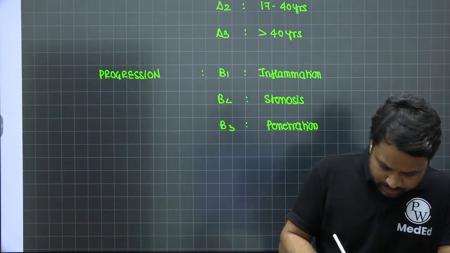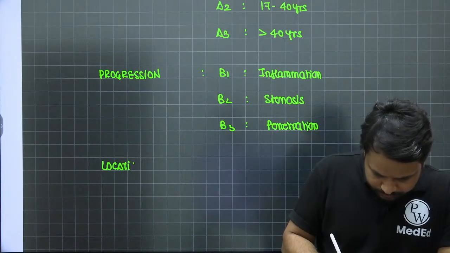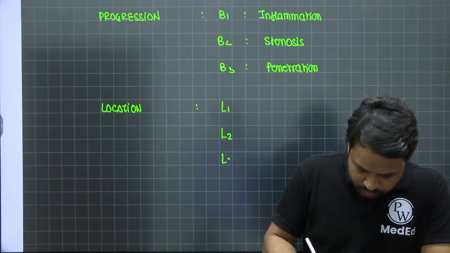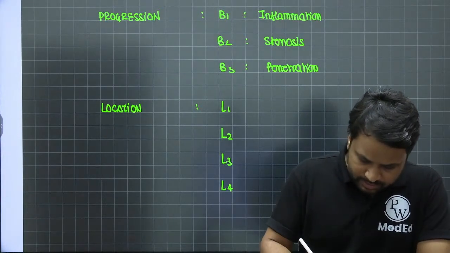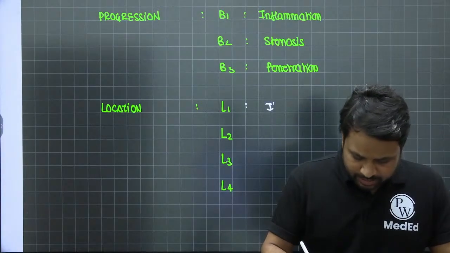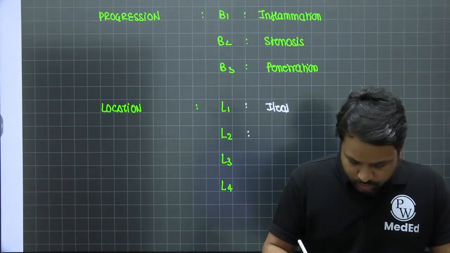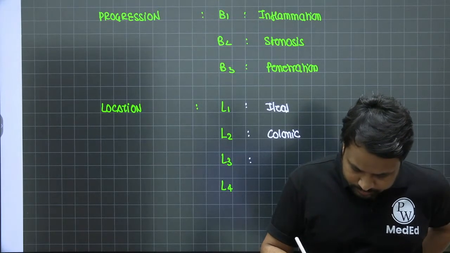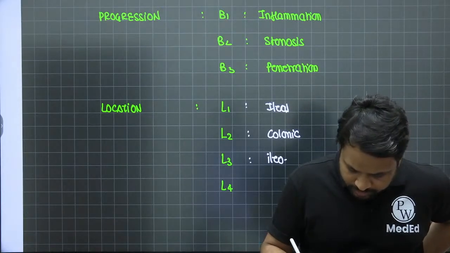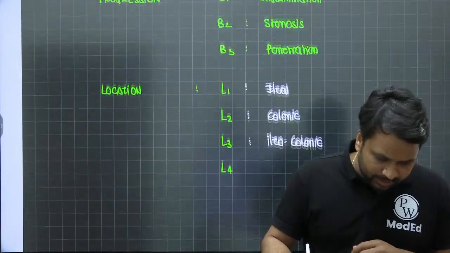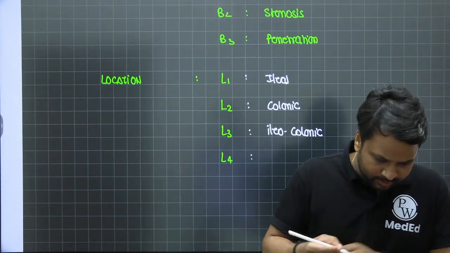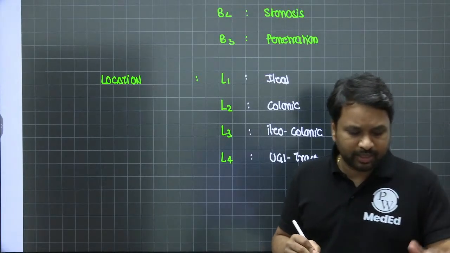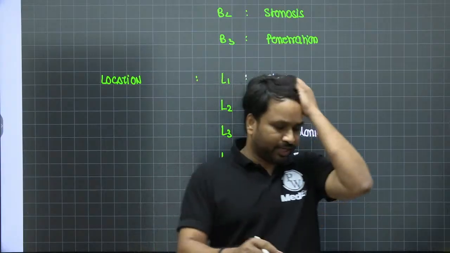Then the last one is based upon the location. We have L1, L2, L3, and the L4 disease. L1 is going to be ileal, which is the most common site. L2 is going to be colonic. L3 is going to be ileocolonic. And L4 is going to be the upper GI tract.